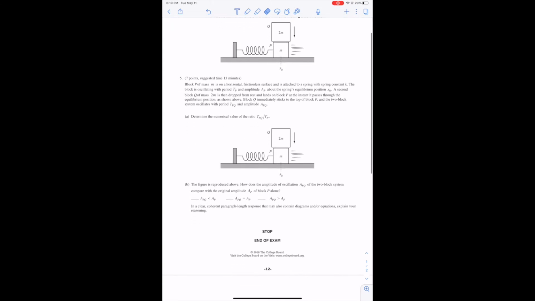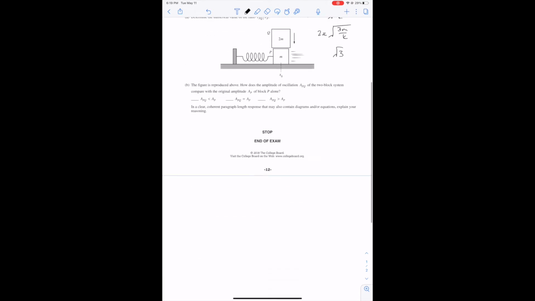So in the first question, part A, we're asked to find the period of the new system compared to the period of the old system. Well, we know that the period of a spring oscillating with a mass attached to it is equal to 2 pi square root m over k, and that if we increase the new mass to 3m, it'll be 2 pi square root 3m over k. And since everything else in this system is the same, we can just divide the two and get square root 3.